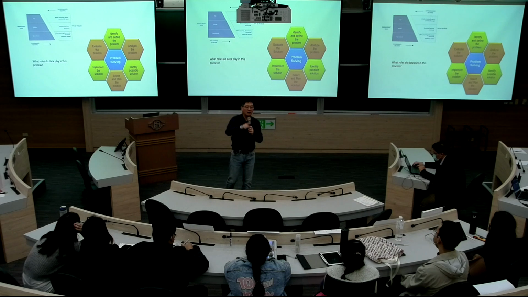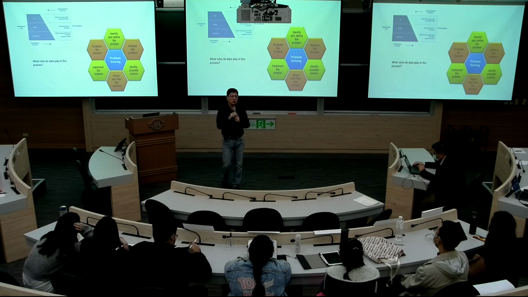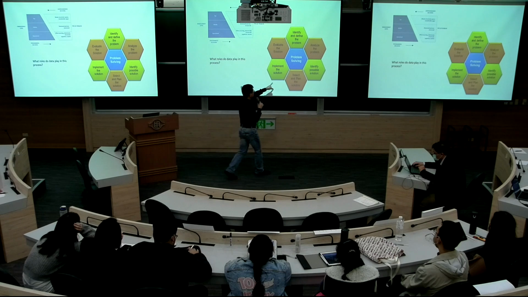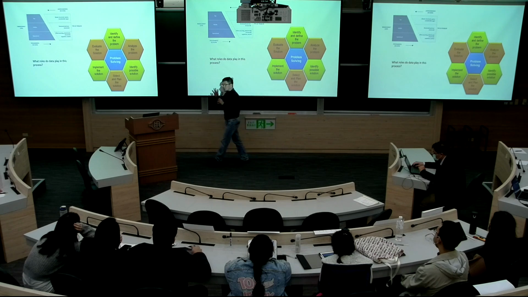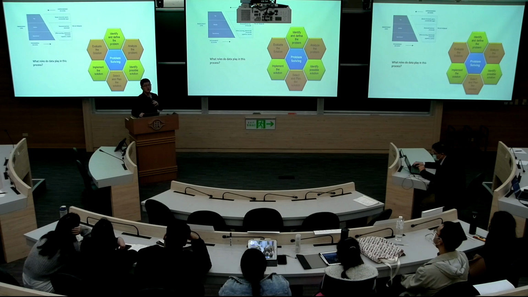How can artificial intelligence solve business problems? How can you apply artificial intelligence? Where does artificial intelligence play a role in the process? Of course, again, data is in the middle. So you start to get a sense of what exactly artificial intelligence can do for you, right?